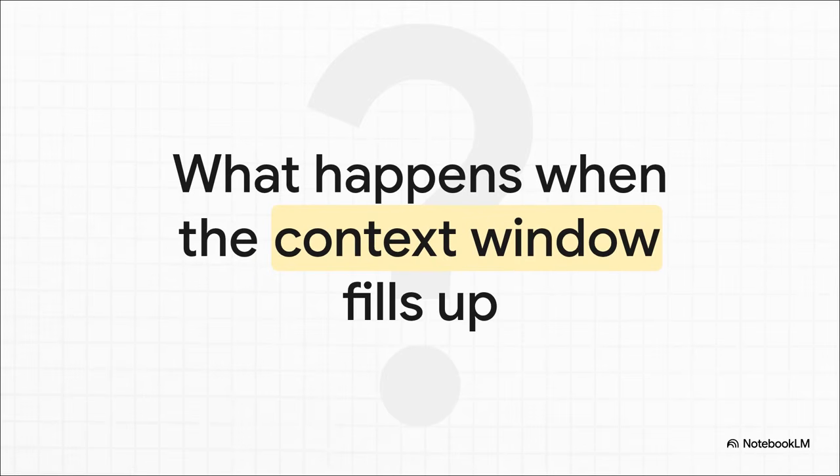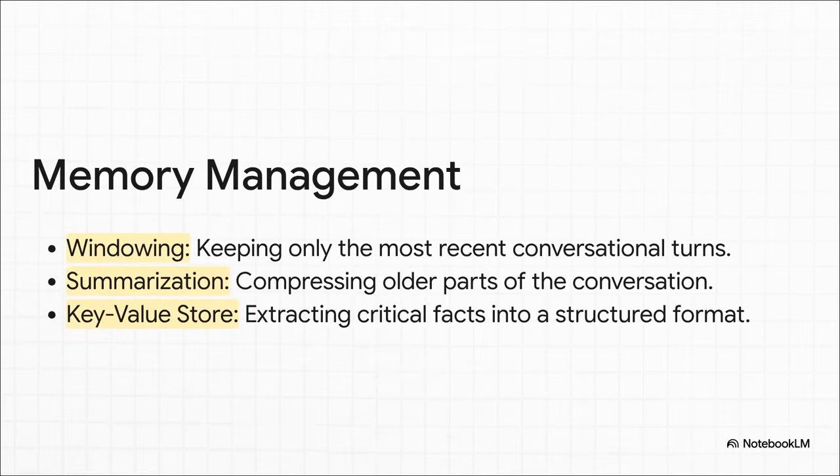The big one here is resource management. These models have a finite context window, basically a limited amount of memory. So what do you do when the conversation gets really long and you're about to run out? Well, this isn't some weird AI magic. It's a classic engineering problem, and we can solve it with classic engineering solutions.